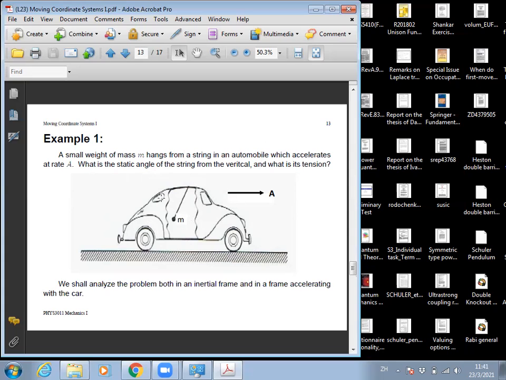All right, so if we are in the non-inertial frame, then this is static. The mass does not move at all. All right. However, if we are in the left frame, we see that both the car and this mass are accelerating with a in this direction. Okay. Now we shall analyze the problem both in an inertial frame and a frame accelerating with the car.